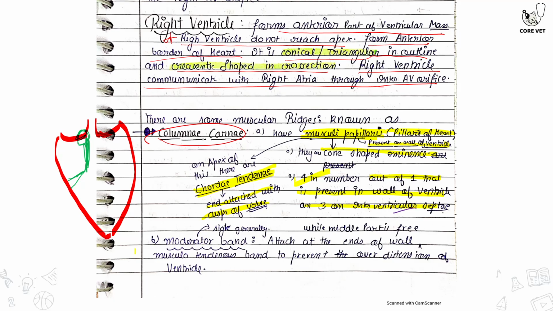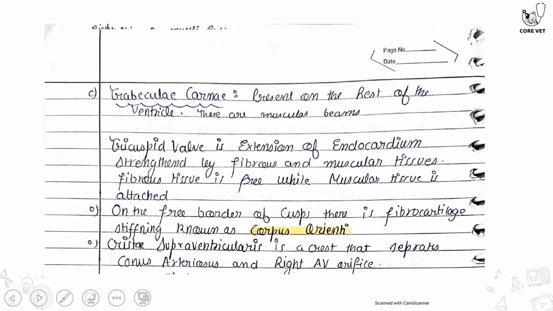Now coming on to the moderator band, it is a band that extends from the interventricular septum to the wall of the ventricle, and it will prevent over-distension of the ventricle during the pumping of blood. Trabeculae carneae are present on the rest of the ventricle. These are the muscular beams. There is nothing more to discuss about the trabeculae carneae; these are just the muscular beams that are present.